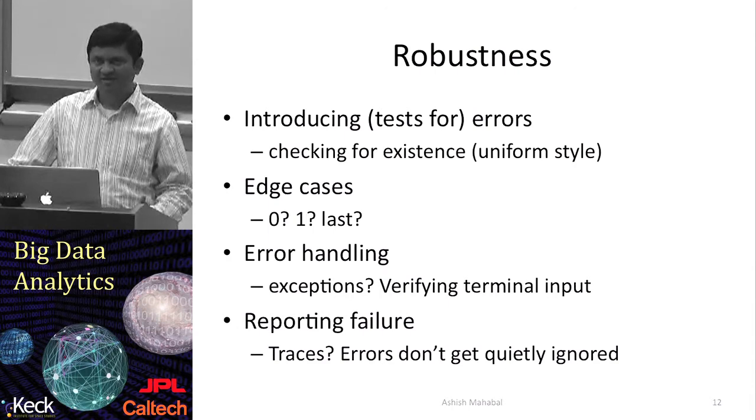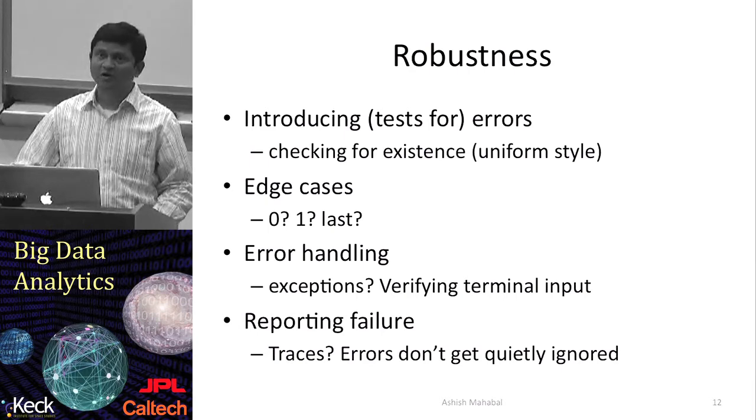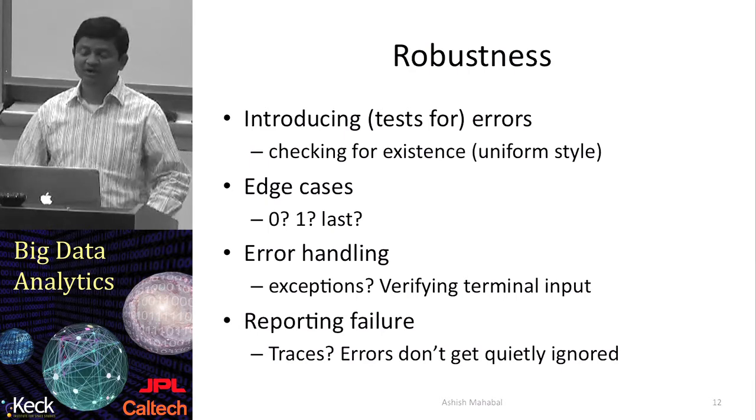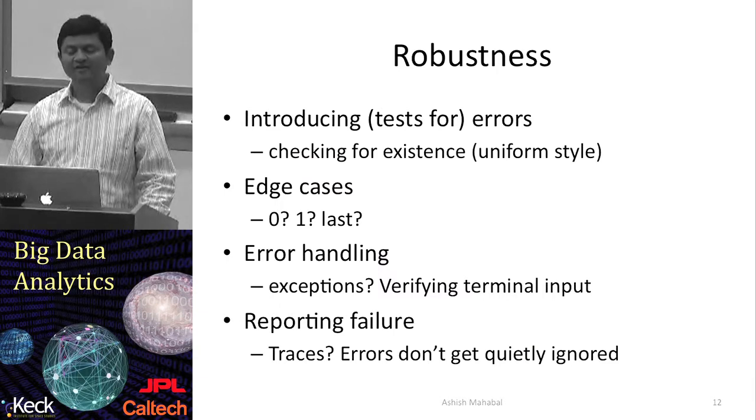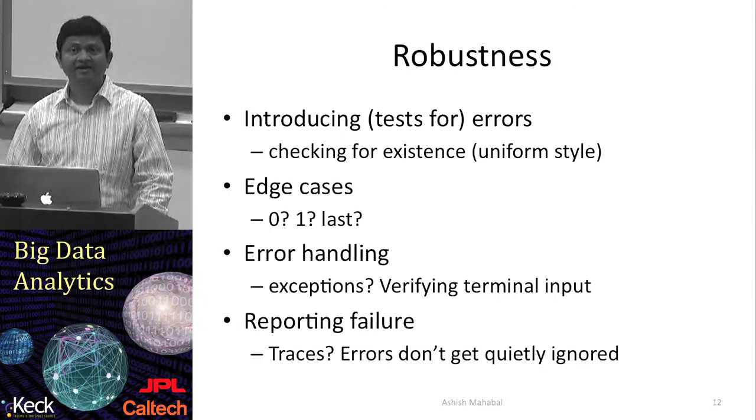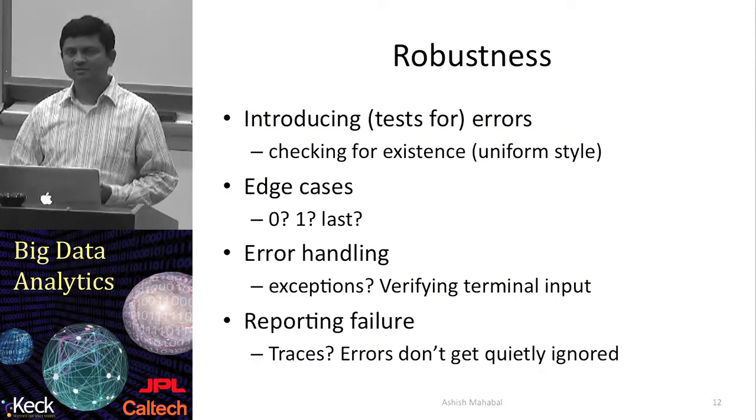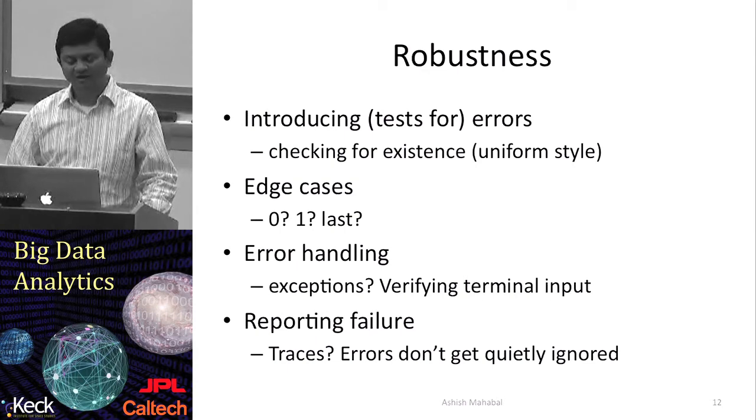Is the first case handled correctly? Does the list start with 0 or 1, and has that been handled correctly? Or is the last case that can come about handled correctly? Similarly, whether there are appropriate tests for different kinds of errors. How is the error handling itself done? Are exceptions raised correctly? So if you build in all these things properly, then you're going to have a fairly robust program.